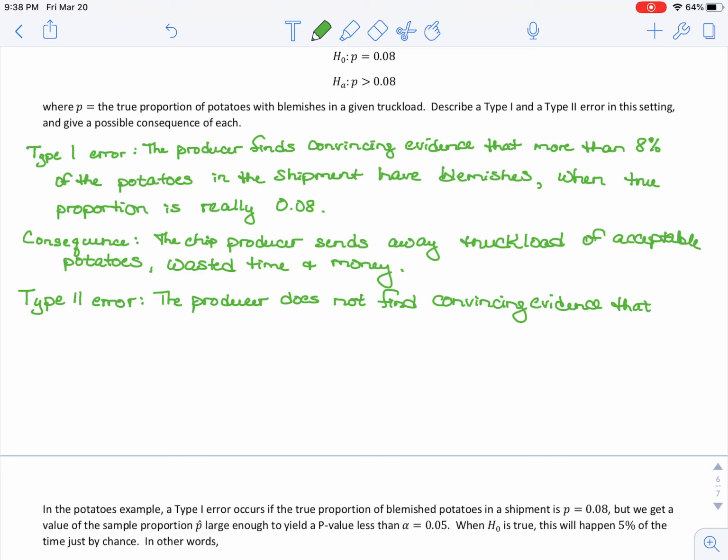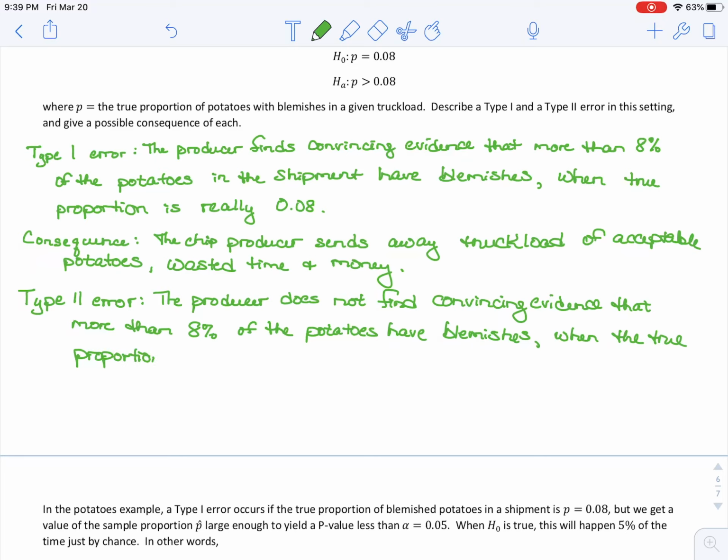Basically, I didn't have enough evidence to reject our null, so I didn't find convincing evidence for the alternative, that P is greater than 8%. I have to put that in context: more than 8% of the potatoes have blemishes. So I didn't find the evidence, but in reality, the true proportion was the thing I didn't have evidence for. The true proportion really was more than 8%.